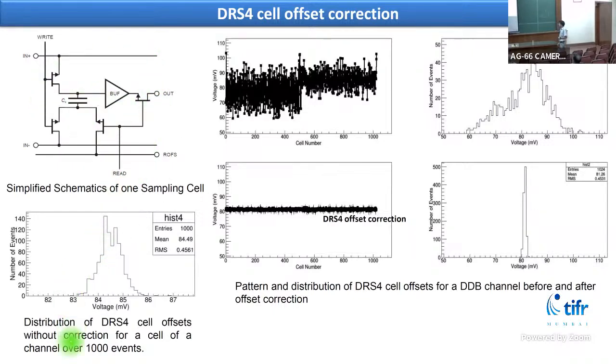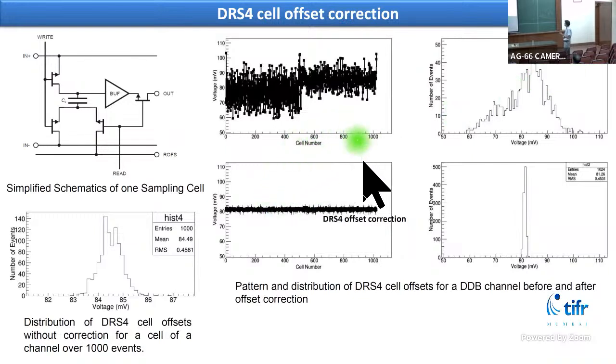So this is the distribution of DRS4 cell offsets without correction for a cell for 1000 events. This shows that this offset is quite stable, and it can be measured and corrected. For this, we took the data without applying input signals, and this is the pulse profile we obtained, and this is the distribution of offsets recorded.